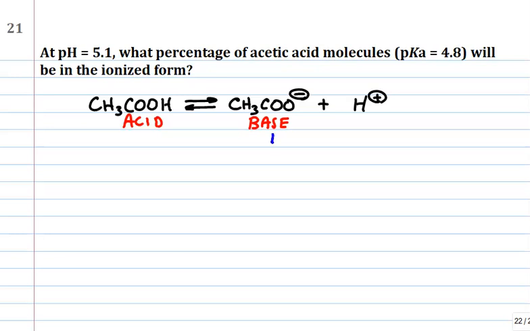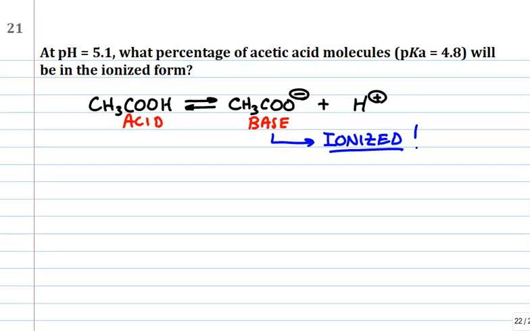Well, for acetic acid, this is the ionized form. So I'm really asking you what percentage of acetic acid molecules that are placed in water and the pH adjusted to 5.1 are in the base form. Now, before we even get started, can you give me a ballpark? Can you give me some information to kind of do a quality check on our answer?